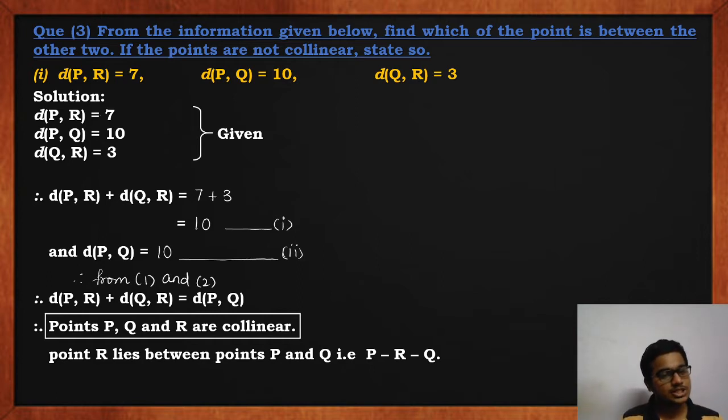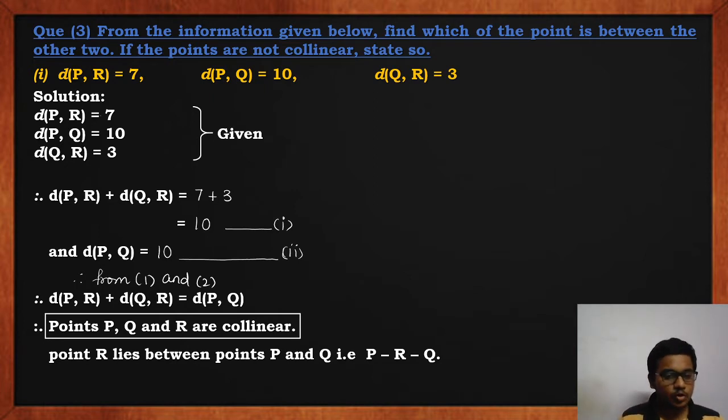In this case, it is distance PQ. If both of them are same, we can write that from 1 and 2, distance PR plus distance QR equal to distance PQ. If it is equal, points P, Q and R are collinear. If this is not equal, these points will not be collinear.